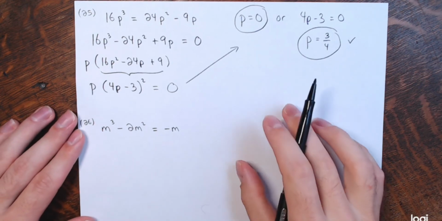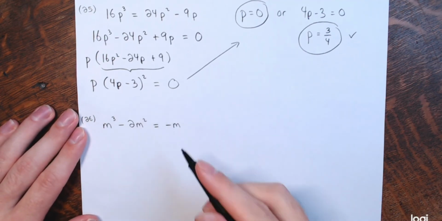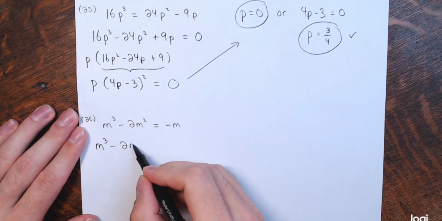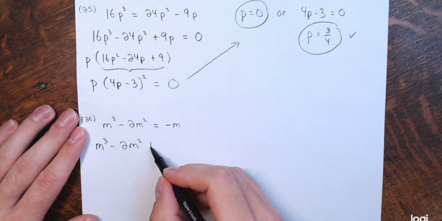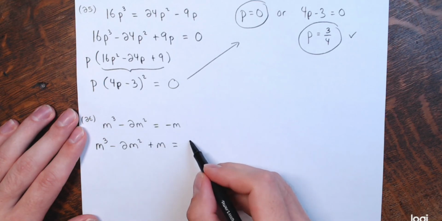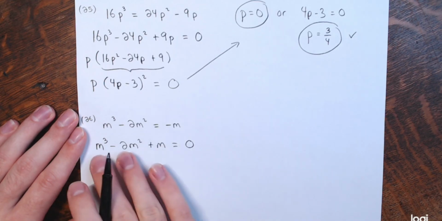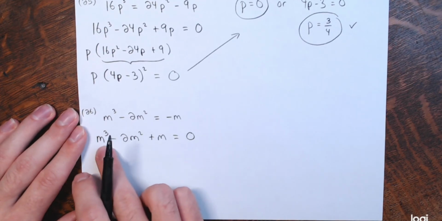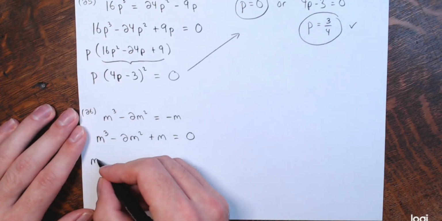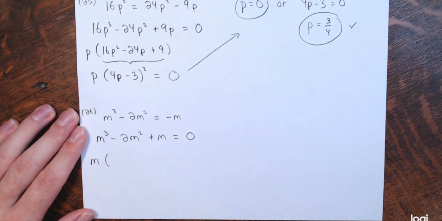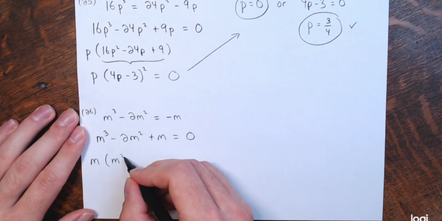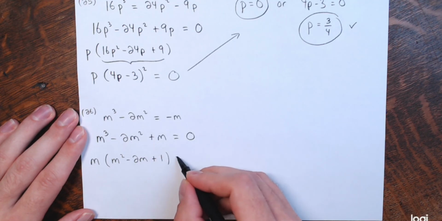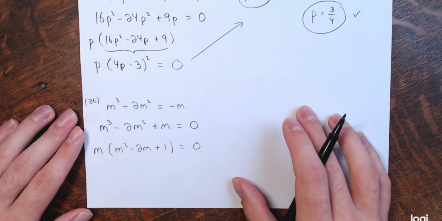Number 26, same kind of deal. I'm just going to add m to get everything to one side. We have m cubed minus 2m squared plus m equals 0. All right, take everything to one side, 0 on the other, and factor. These have a common factor of m. Pull that out. What's left over would be m squared minus 2m plus 1, and this is again equal to 0.